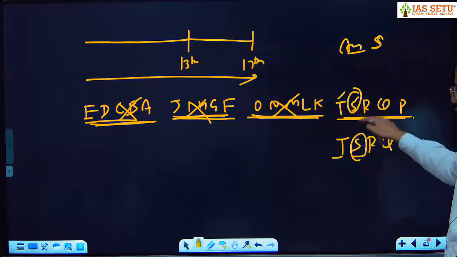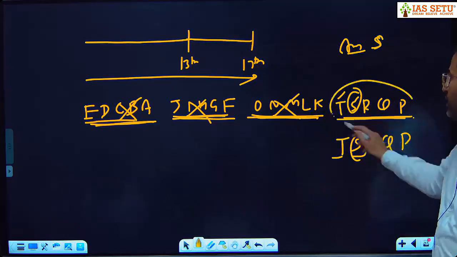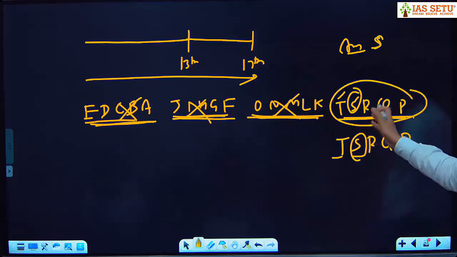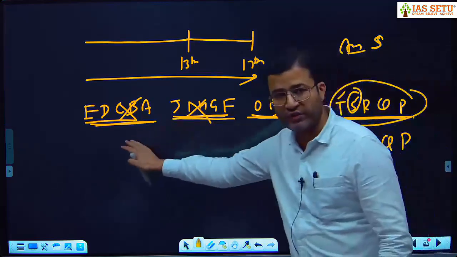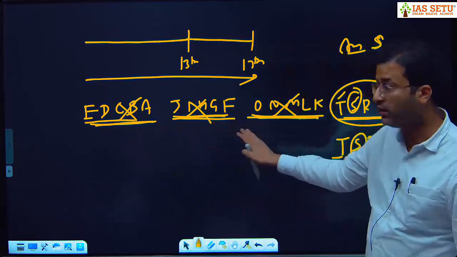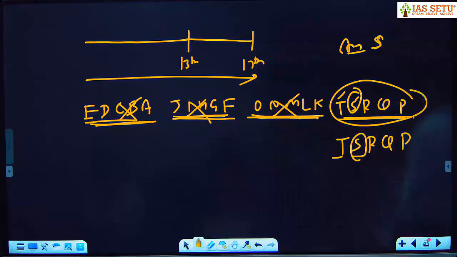Either write everything or go directly to the 4th, because this is where the answer will be. 17th letter will be in the 4th building because it includes first 5, it includes 6 to 10, it includes 11 to 15, it includes 16 to 20. So 17th letter will be in this block.